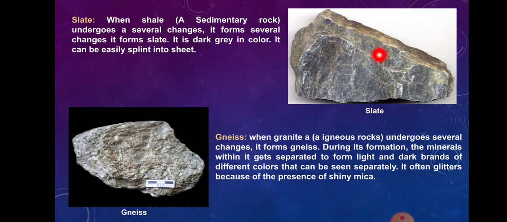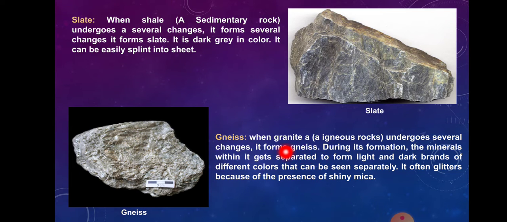Our blackboards and the roofing tiles, the tiles we use for roofing, are all made from slate rock. So slate is a metamorphic rock, and it is formed from shale, which is a sedimentary rock. Understood? And the next one is gneiss rock.